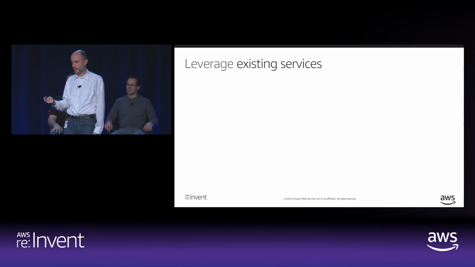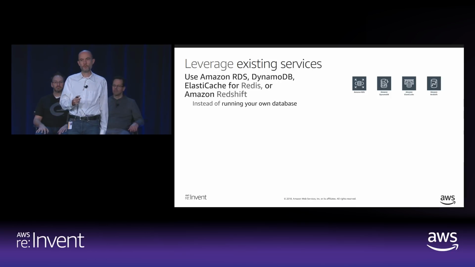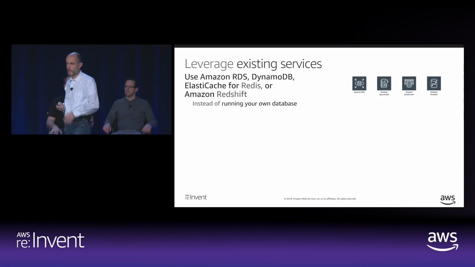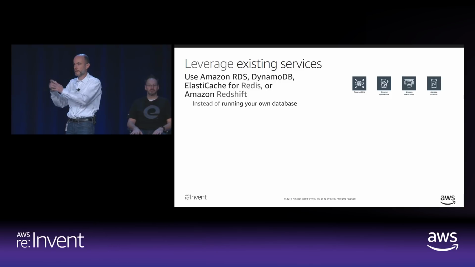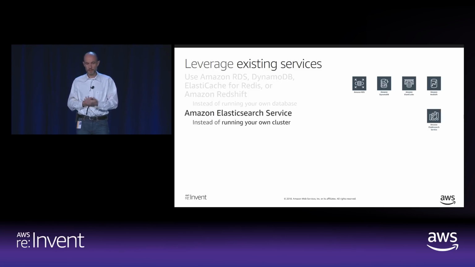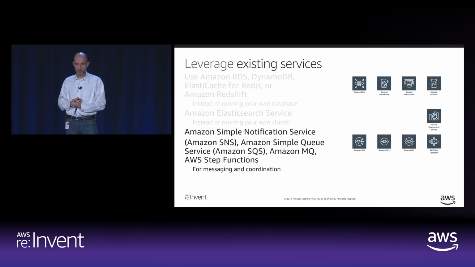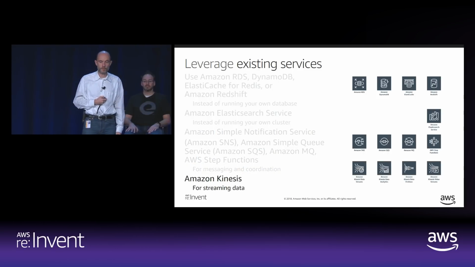Avoid reinventing the wheel, which means that if you want to run a database, try first to run those databases that AWS provides as a managed service, like RDS, DynamoDB, Redshift, and other databases that are already there, and they're already managed for you. You don't have to invest time and money and effort into managing that stuff. Same thing goes for stuff like Elasticsearch, or messaging using SNS, Simple Notification Service, or even streaming data services.